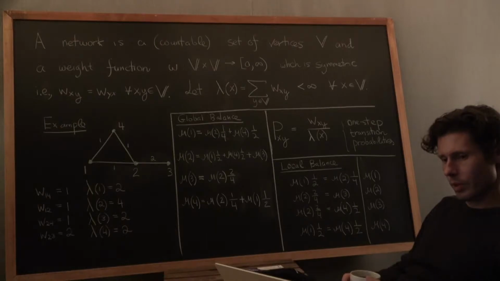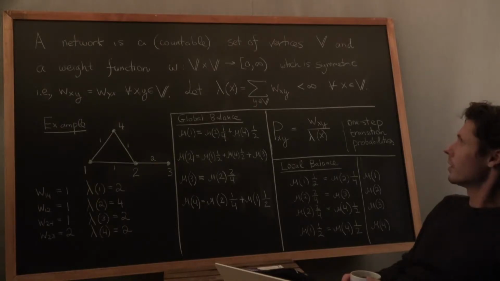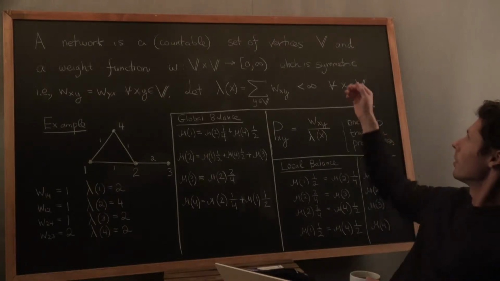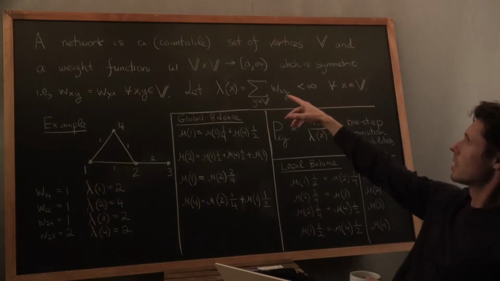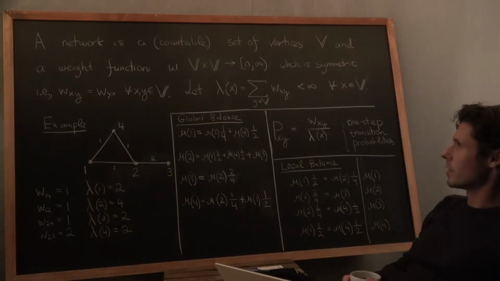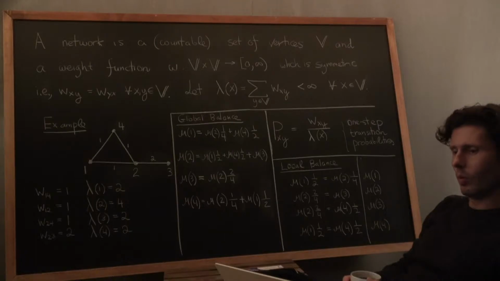We also need this thing called the weight function, and the weight function takes two vertices and spits out a real number that's non-negative, from 0 to infinity, not including infinity. The other constraint we have is that this weight function is going to be symmetric, meaning that for two vertices x, y, w_xy is equal to w_yx.